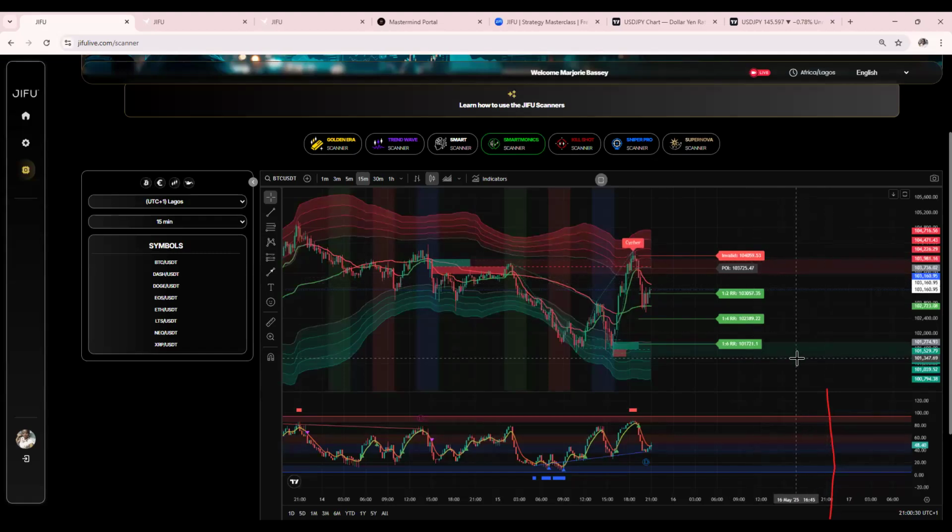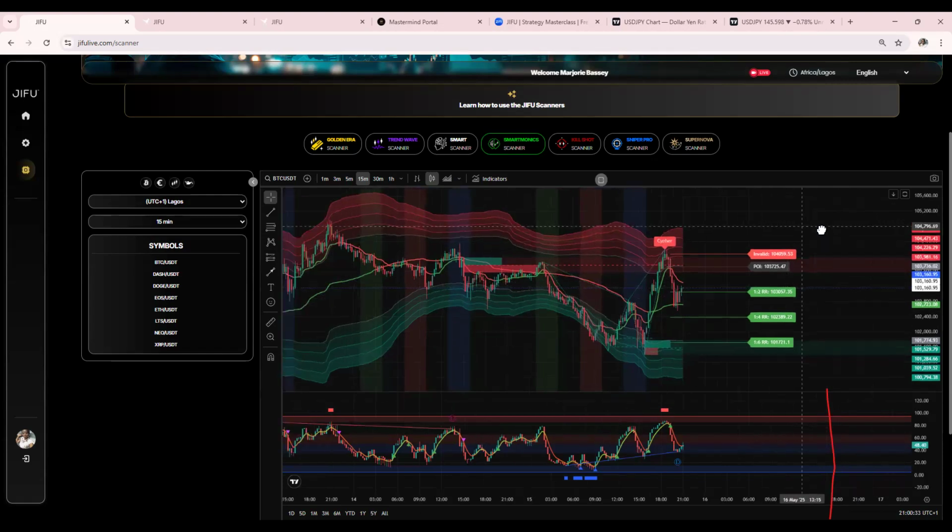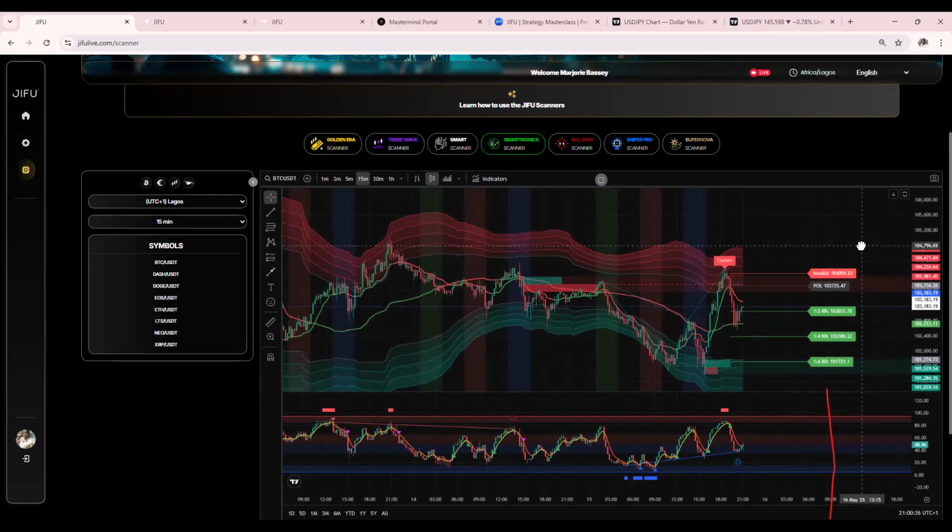And then another thing that we also need, everything on this scanner actually has a significance.